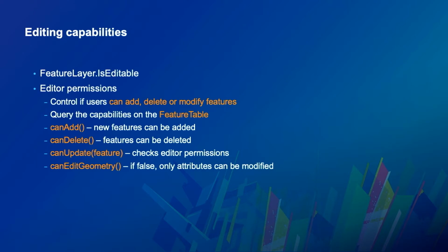So here you can call can update, passing in the feature, and the editor will perform all the checks and tell you whether you are permitted to make a change to that feature. And so it's always good practice to always inquire if you're allowed to make changes or whether you're allowed to add or delete features before trying to do the action. Because we'll enforce these in the API, and if you try and do it and you don't have permission, you'll get an exception thrown in the code.